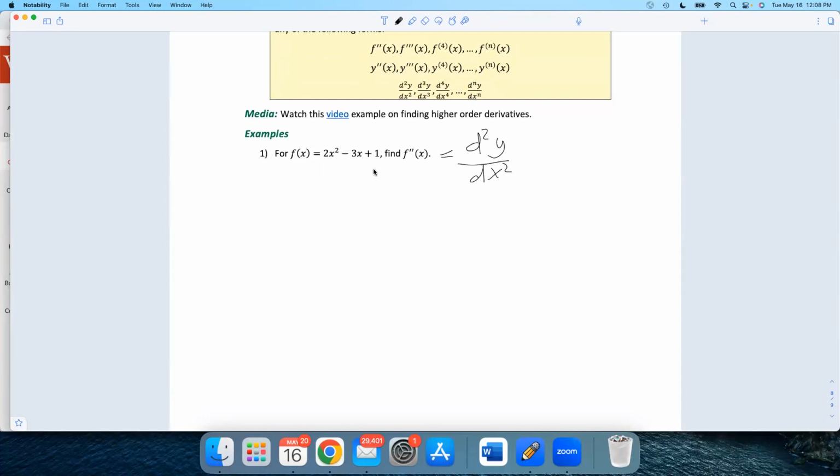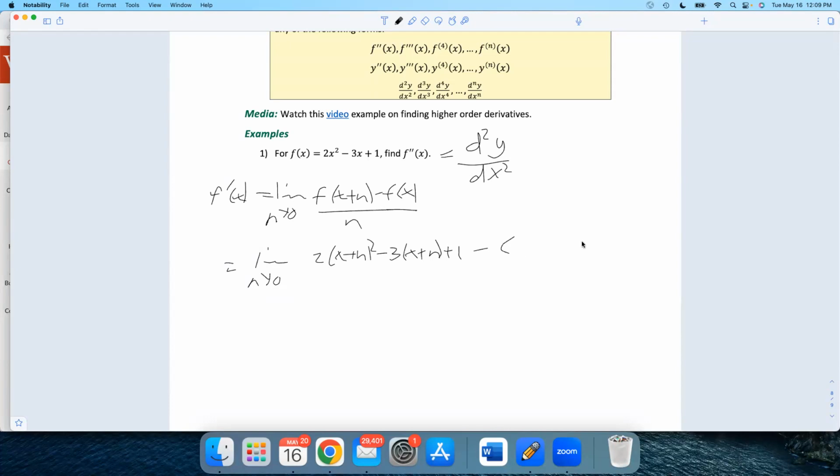So let's do it. Let's calculate this function's second derivative, and we're going to do it using the definition of the derivative. So for the first derivative, I'm going to go through this quickly since we've done a bunch of these. This is the limit as h approaches 0 of f of x plus h minus f of x all over h. So that'd be limit h goes to 0. We have to write that at every step. Twice x plus h squared minus 3 times x plus h plus 1 minus, and then I subtract the original, all over h.